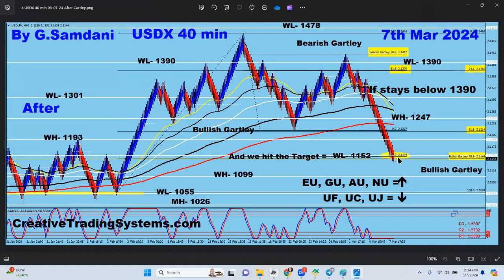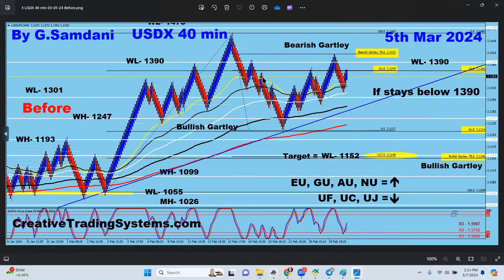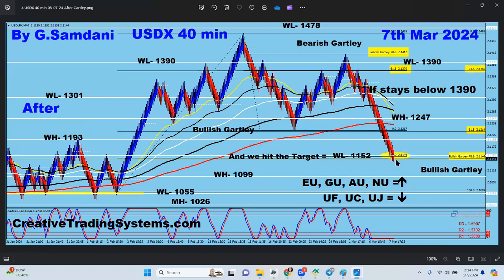You see that target? Boom. It came straight down in 2 days. That chart was on the 5th, and then on the 6th and 7th, straight down here. It hit the target.